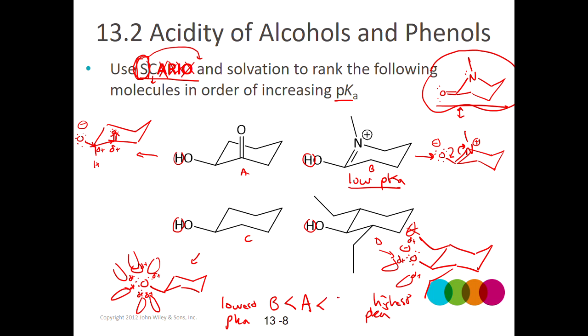But then I could say C, and then D would be the highest because it's less likely to give up a proton if it produces an unstable negative that can't be effectively stabilized through any of these things, including solvation due to sterics.